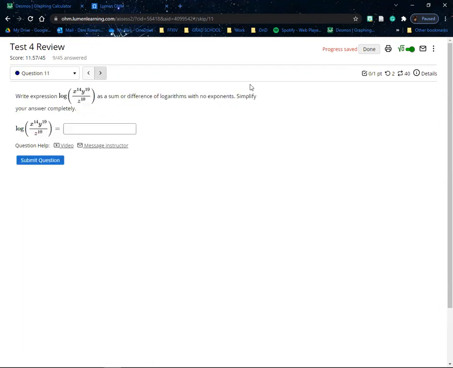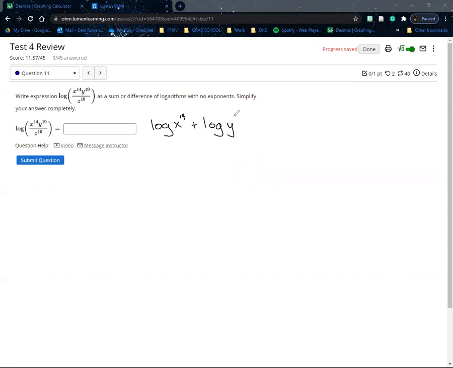Oh, guys, this is a beautiful one. It wants you to write this logarithm as a sum or difference of logarithms with no exponents, and then simplify. What do we do first? The top is log x to the 14th, plus log y to the 19th.